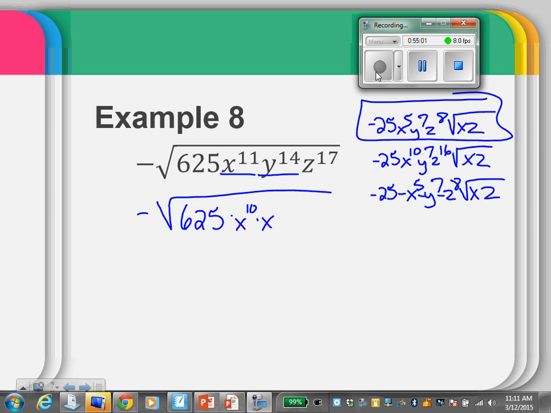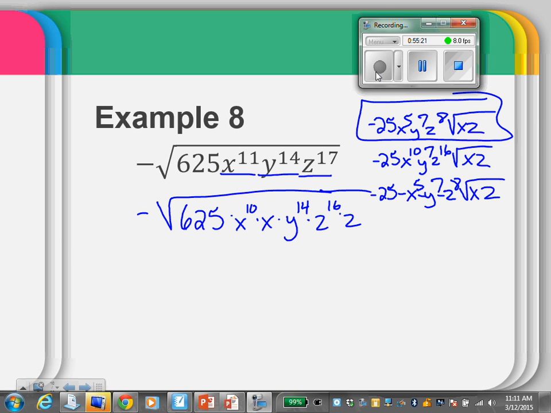Okay, how about y to the 14th? Is it perfect? Yes, so we're just going to drop it down. How about z to the 17th? Nope, it needs fixing. What do I got to fix it into? Z to the 16th times z. It's always one less. If you fix it, it's one less than the exponent.